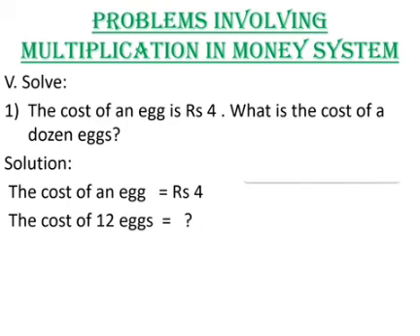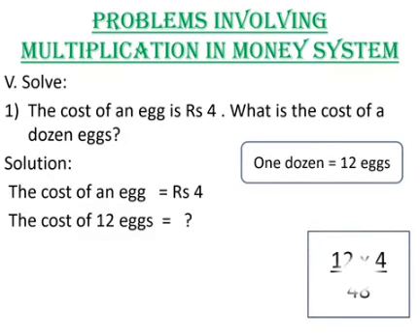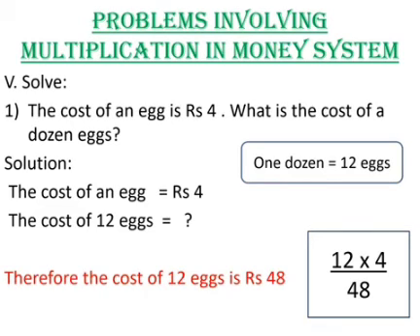The cost of 12 eggs. So 1 dozen is equal to 12 eggs. So I have taken here 12 eggs. So next we have 12 into 4. Why 12 into 4? Because one egg is 4 rupees. So for 12 eggs how much? 12 into 4, 12 4s are 48. Or you can multiply it as 4 2s are 8, 4 1s are 4. Therefore, the cost of 12 eggs, or we can call it a dozen eggs, is rupees 48.